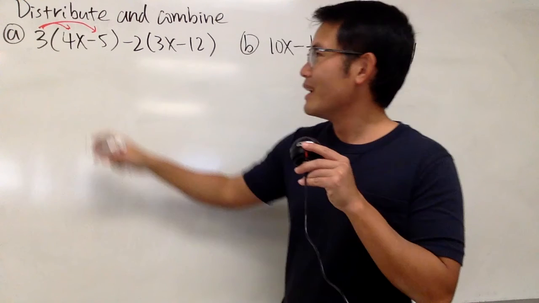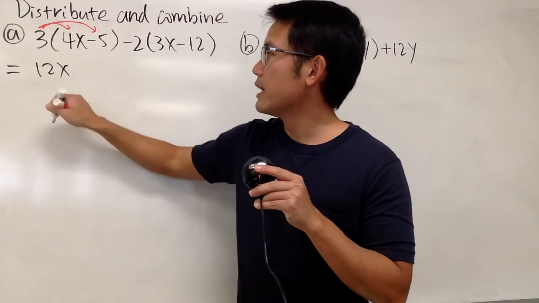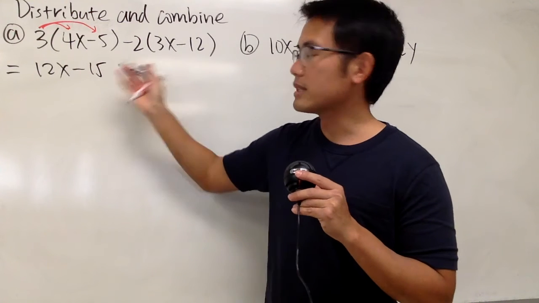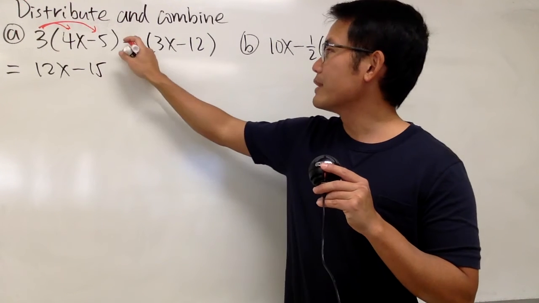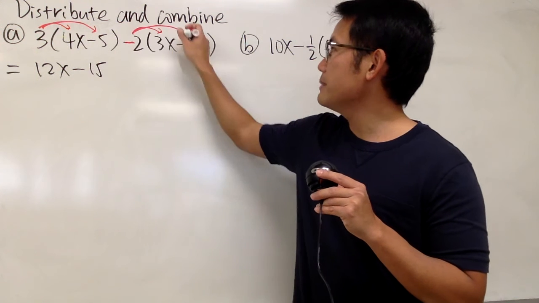So here we go. We have 3 times 4x, that's going to give us 12x. And then 3 times negative 5, that will give us minus 15. So that's the first part that we have. And then for the second part, we will have to take the negative 2 times this and also times that.